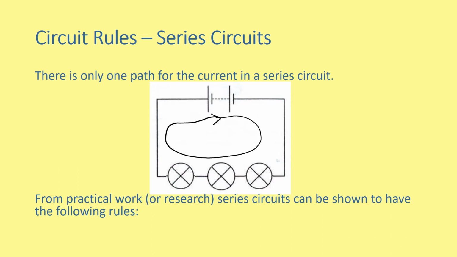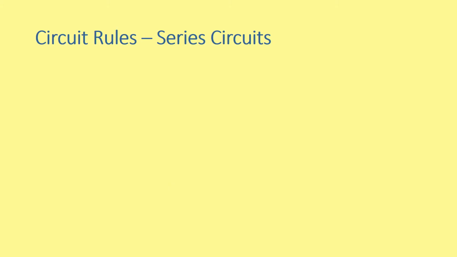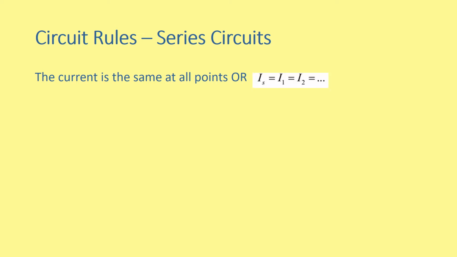From practical work or research, series circuits can be shown to have the following rules. The current is the same at all points, or we can use an equation: IS, that's the current from the supply, is equal to I1 is equal to I2, and so on and so forth. It's important to note that this relationship is not on the relationship sheet.